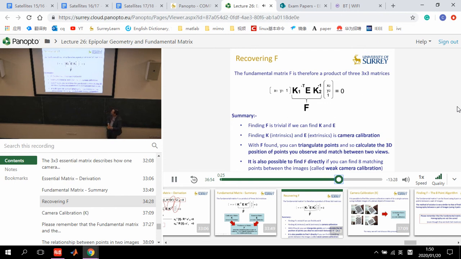So a strong camera calibration, we can estimate directly through various means we'll talk about later, the intrinsics and extrinsics, or we can weakly calibrate the cameras by just finding F directly through this matching process.